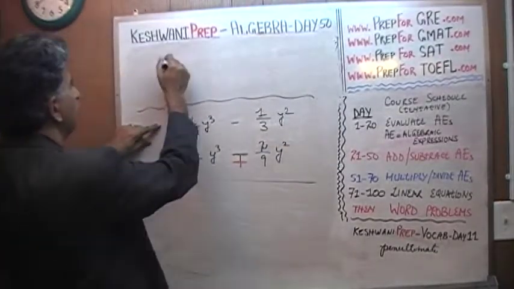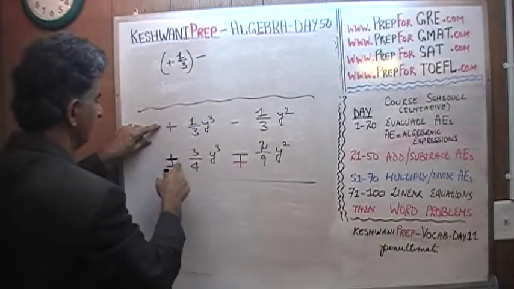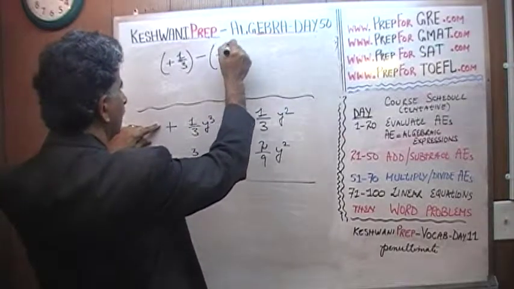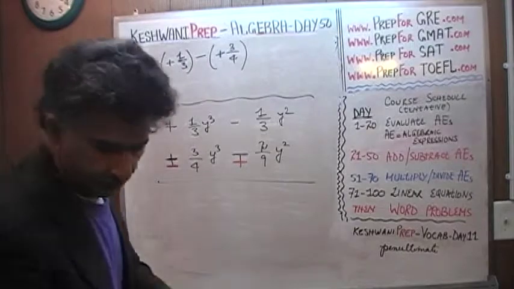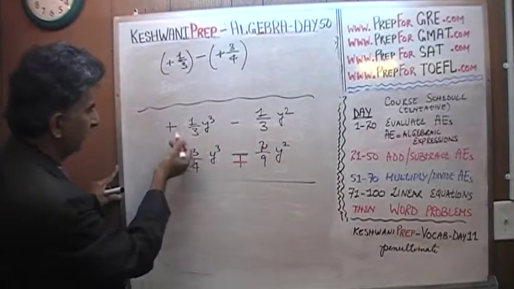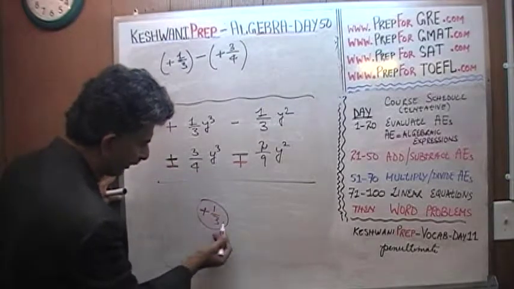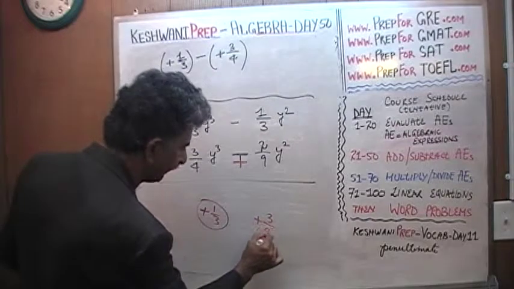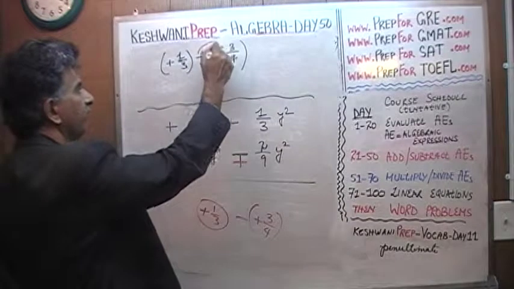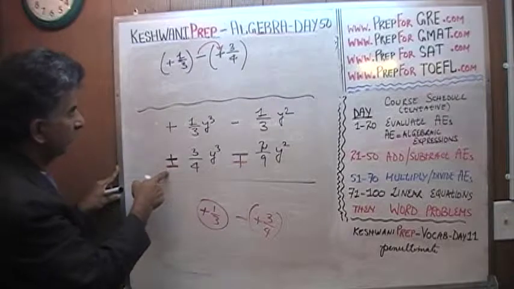So here we have positive 1/3, and from that we are subtracting positive 3/4. As you can see, we have a positive 1/3, and from that we are asked to subtract this quantity. Therefore negative times positive will become negative, which is what we're showing here: this positive 3/4 will become negative 3/4.